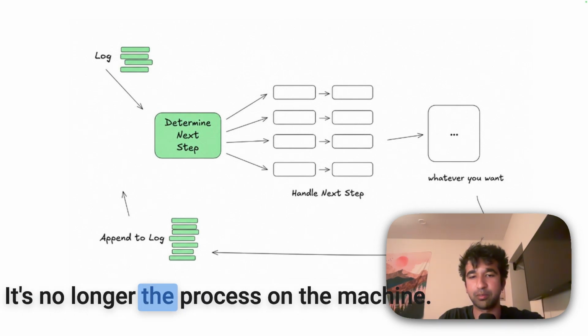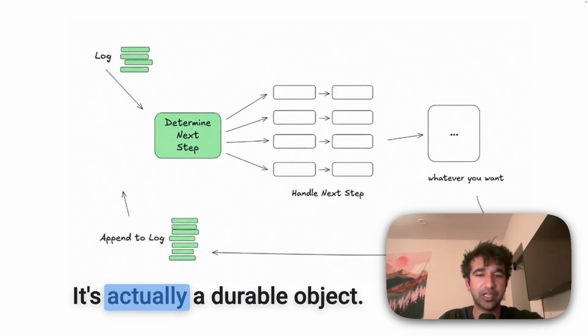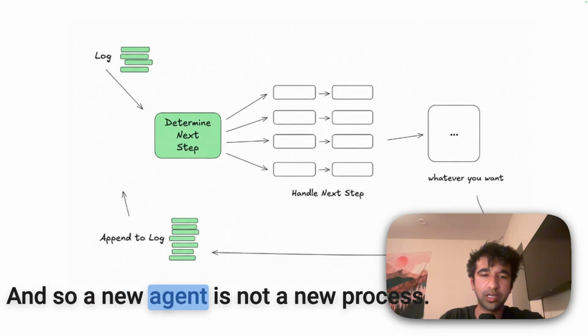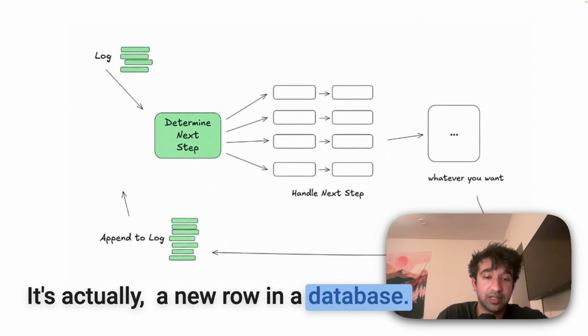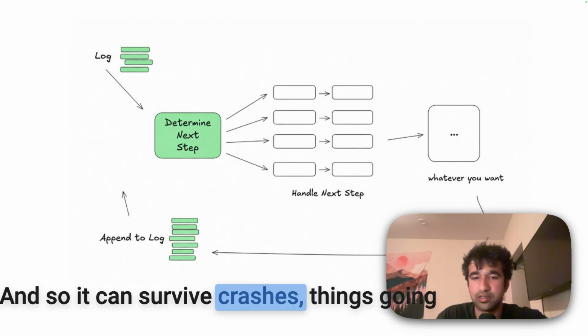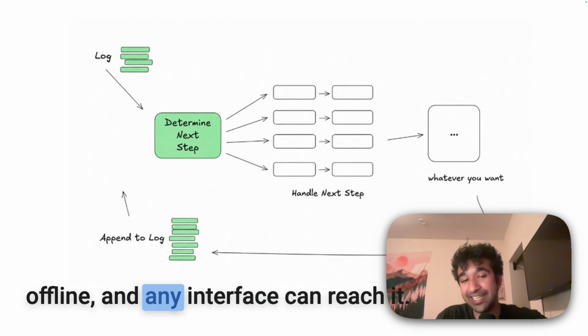It's no longer the process on the machine. It's actually a durable object. And so a new agent is not a new process. It's a new row in a database. And so it can survive crashes, things going offline, and any interface can reach it.